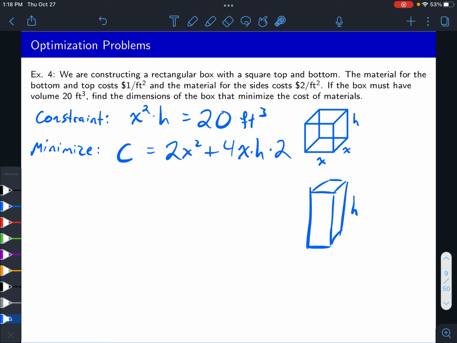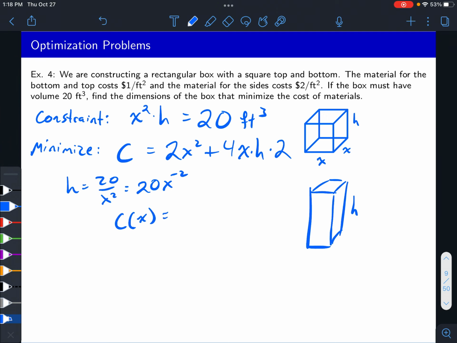All right. Now we need to get this totally in terms of either x or h, and it doesn't really matter which one we do. We generally will just pick whatever one is easier for us. In this case, since x squared times h is equal to 20, solving for h is easier than solving for x, because if we solve for x, we'll have a square root in there. So our constraint tells us that h is equal to 20 over x squared. You could write that as 20x to the negative 2. I'm probably going to do that because we're going to do some derivatives pretty soon.